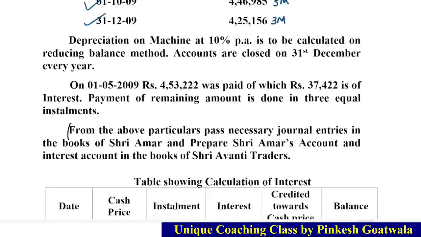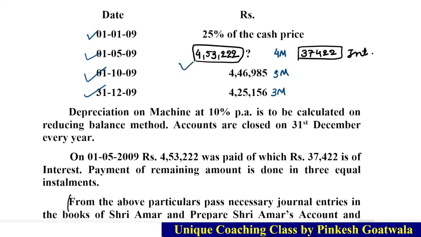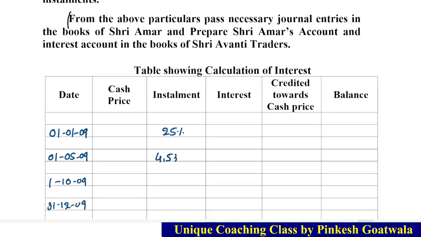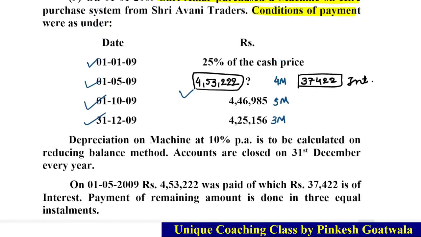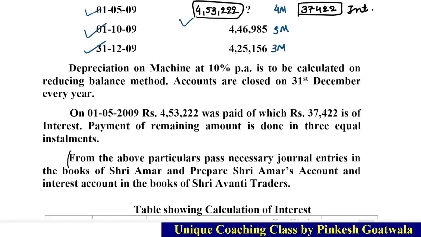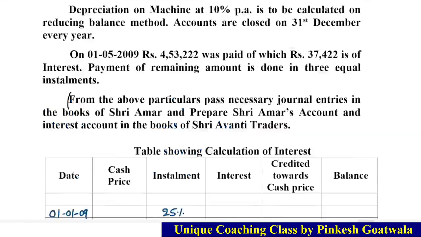Down payment is not given. They told us it is 25%. Then installment 4,53,222, and remember the amount is something different. And the interest is also available, that is 37,422. Then another installment 4,46,985, and 4,25,156. Okay, only this information is available, right?